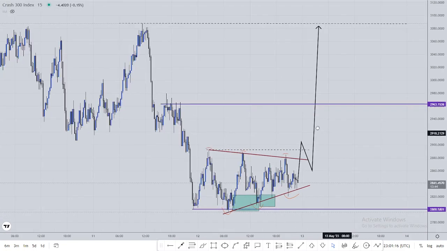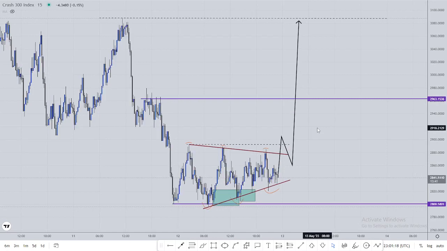So as I said, the best moment to buy right now is after the breakout of this triangle. Once we break out of this triangle, and also we change character here, once that happens, those are the best buying moments for Crash 300. So according to structure, this is a simple break of structure.